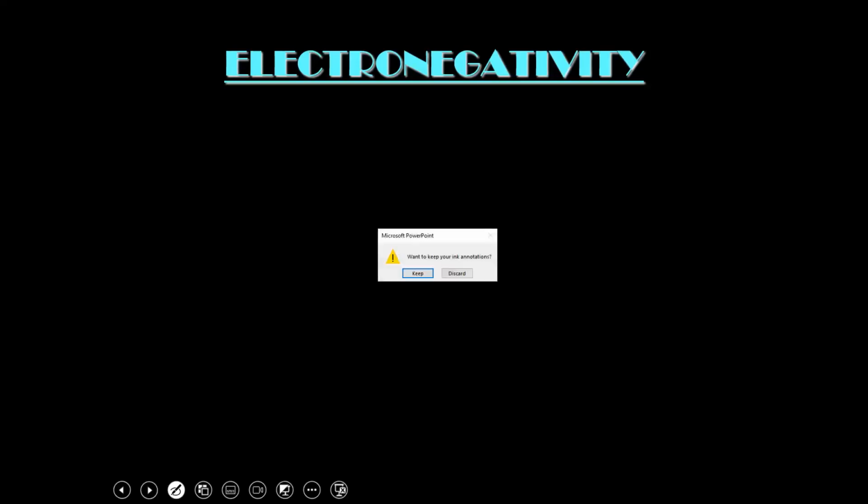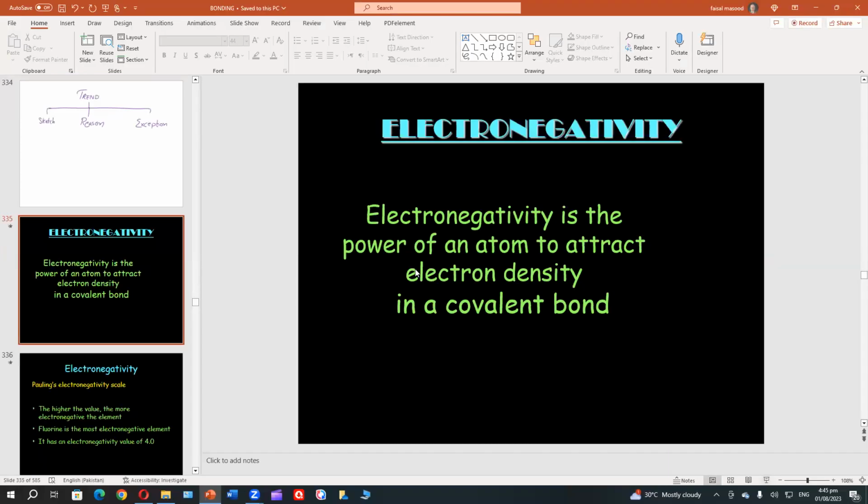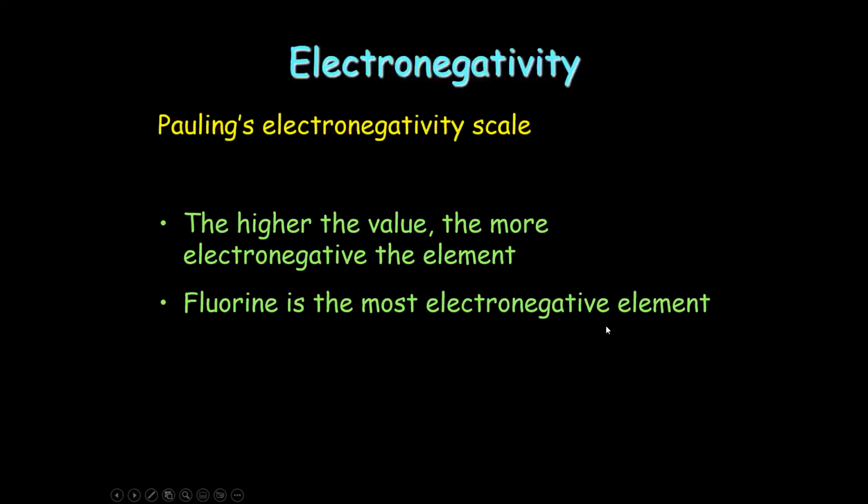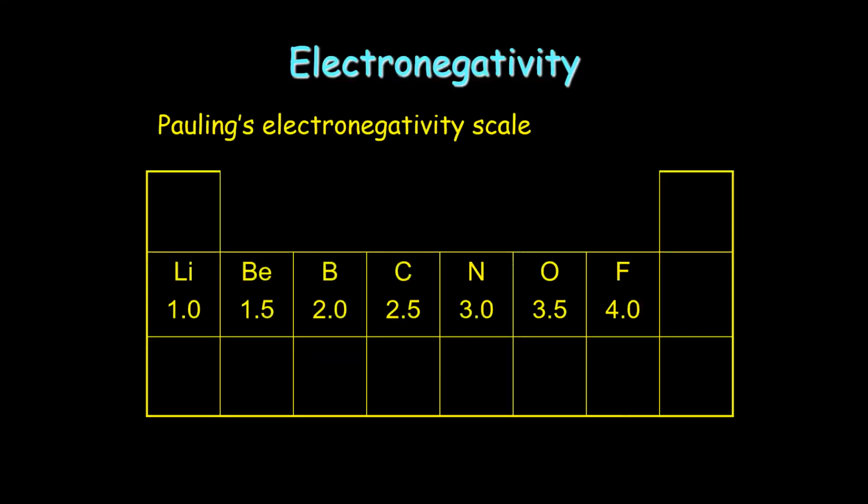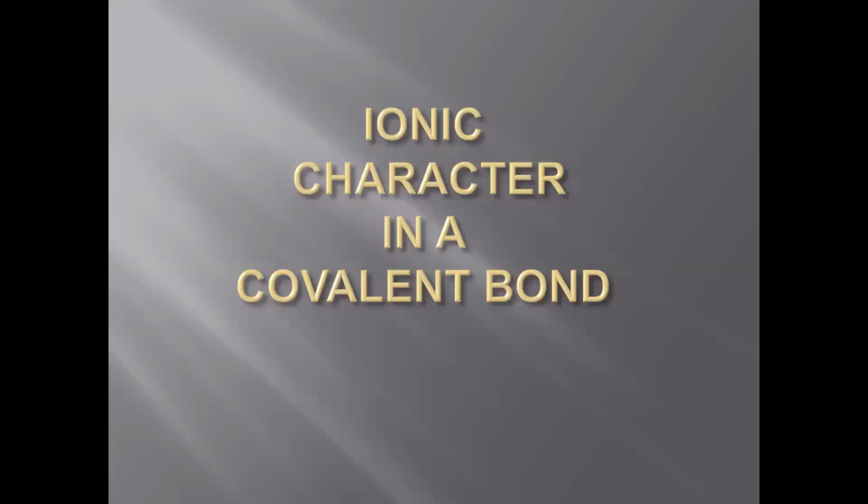Now, we have explained this concept. Now we move forward to our next title. Ionic character in a covalent bond. You have to give this new heading.